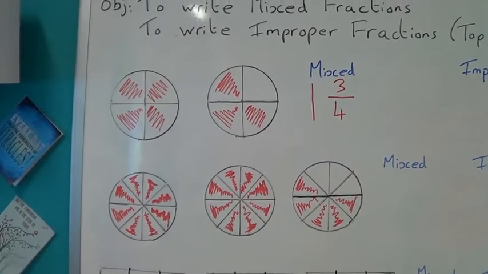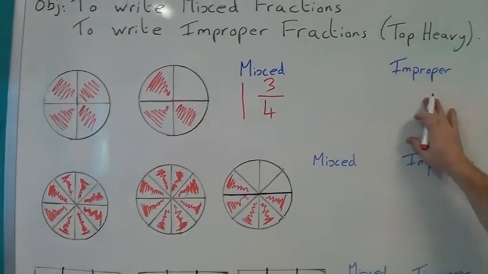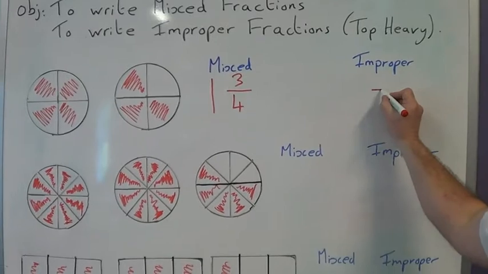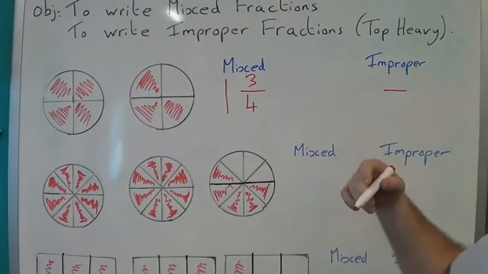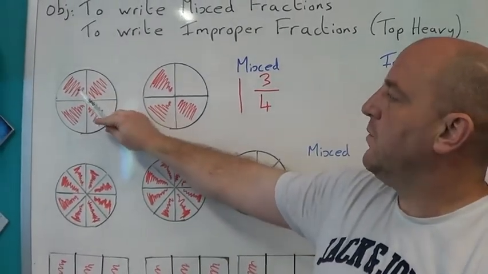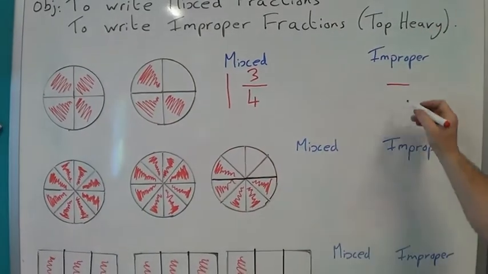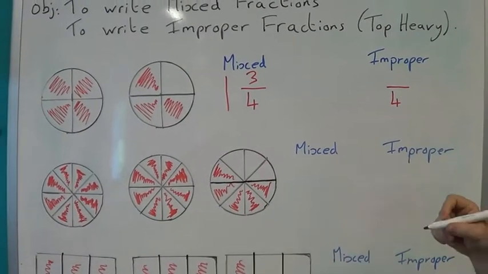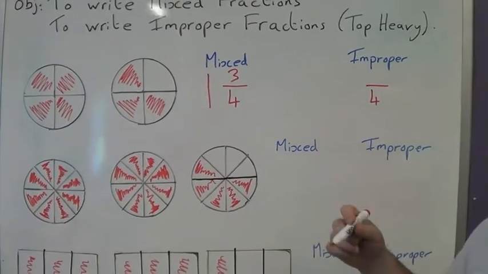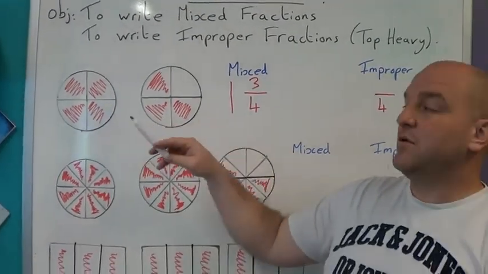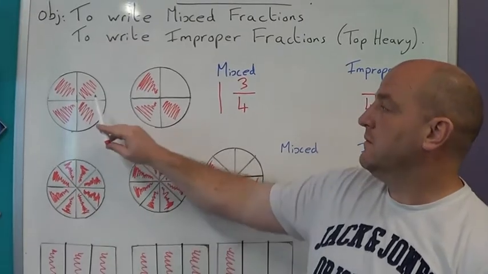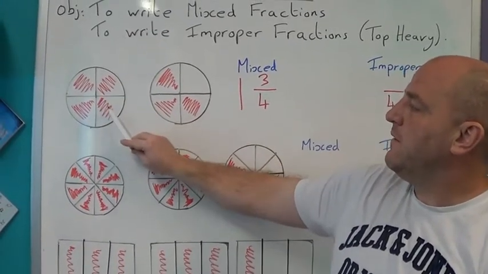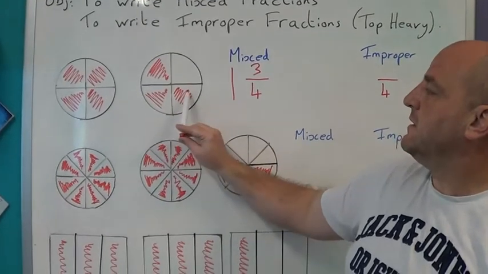Okay. To write that as an improper fraction, we just start with a fraction line. Again, we count to see how many pieces it's broken into. 1, 2, 3, 4. So 4 becomes your denominator. And then all you have to do for your numerator is count how many little pieces you have all together in all the objects. Okay, so 1, 2, 3, 4, 5, 6, 7.